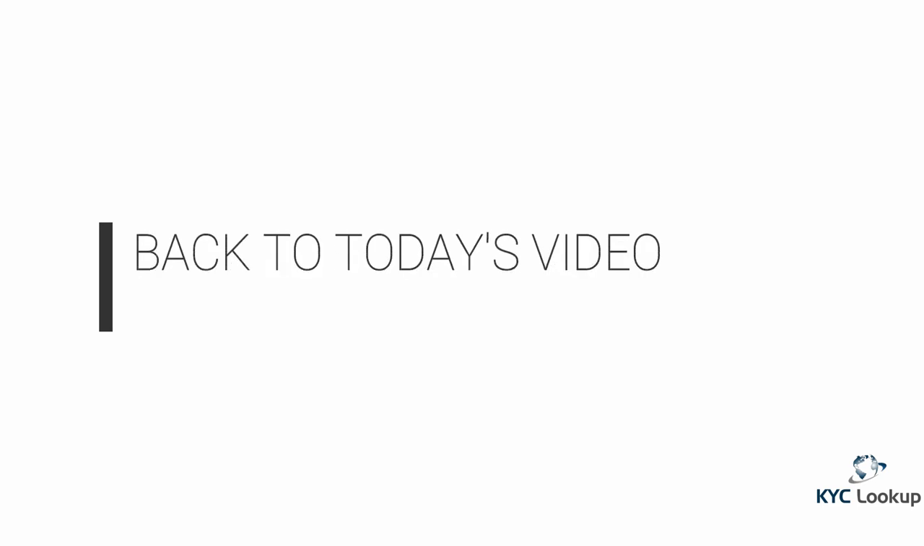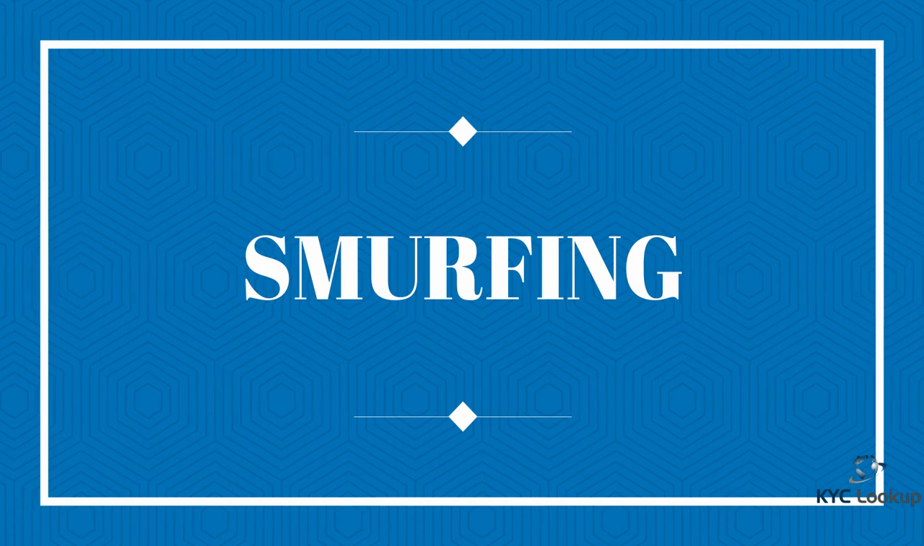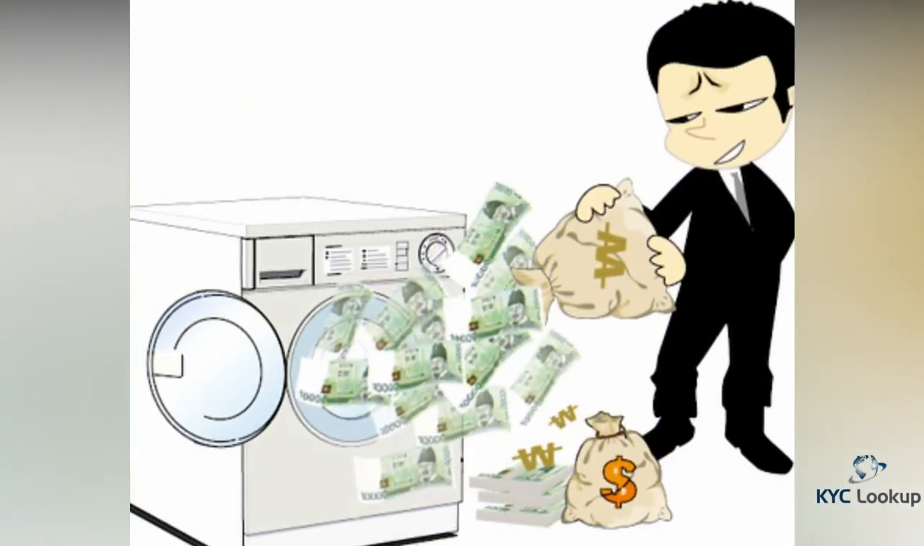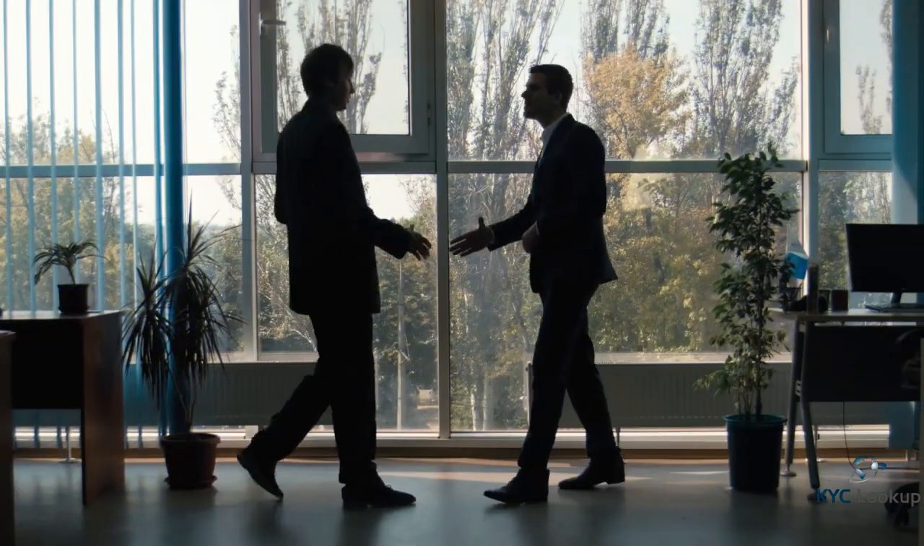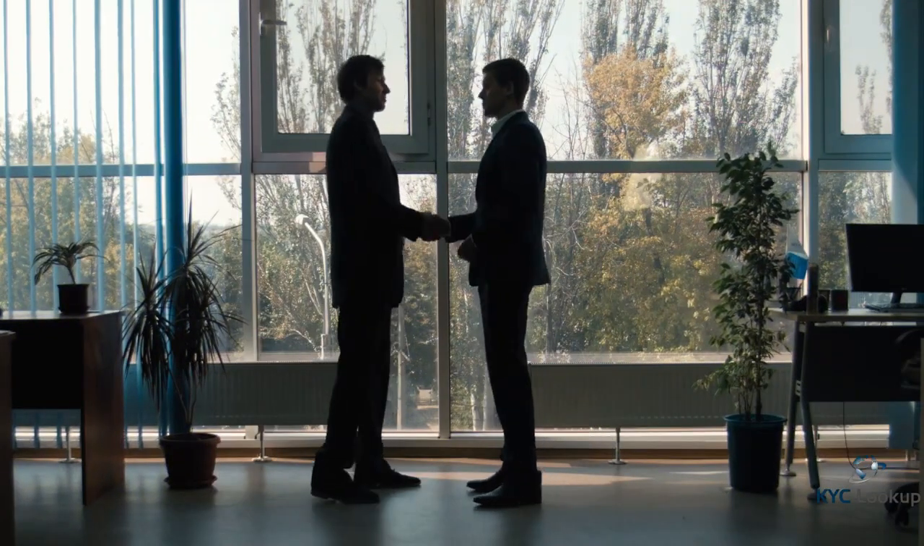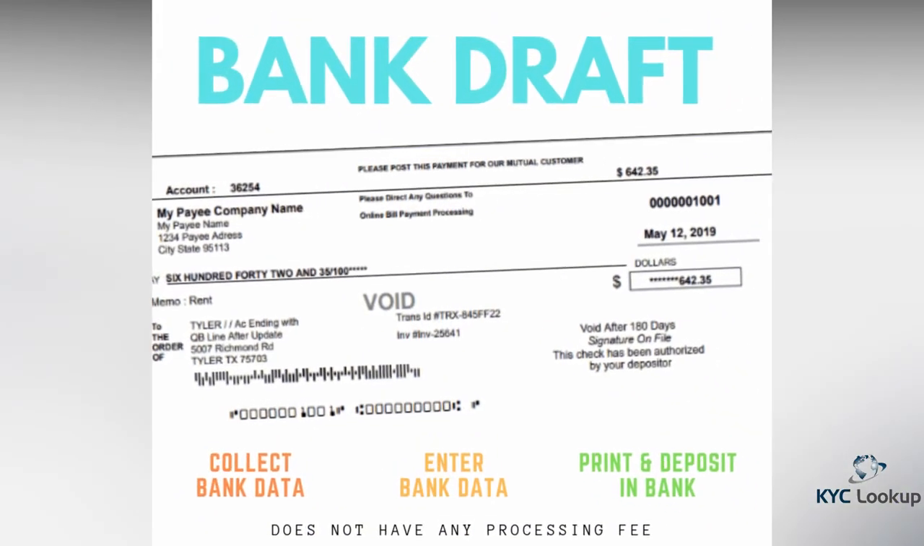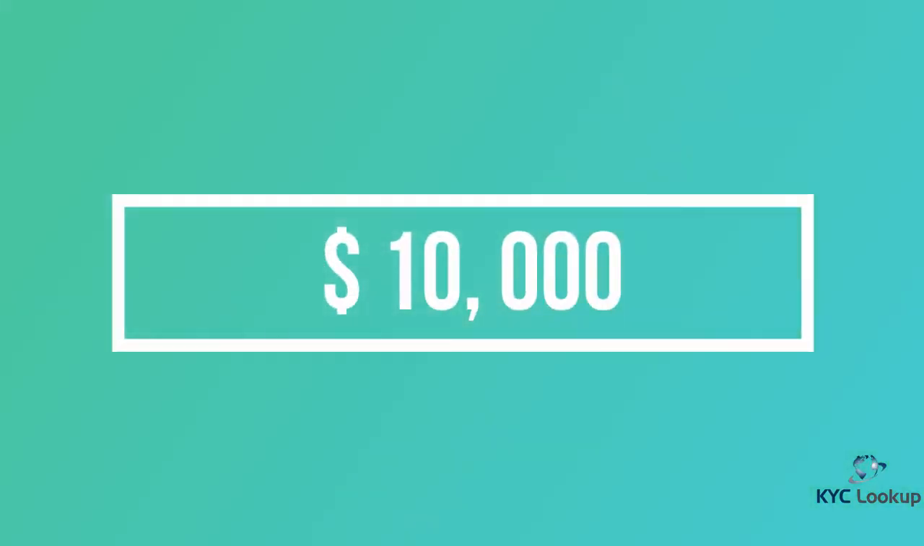The first in the list is smurfing. A commonly used money laundering method, smurfing involves the use of multiple individuals and/or multiple transactions for making cash deposits, buying monetary instruments, or bank drafts in the amounts under the reported threshold, normally around $10,000.